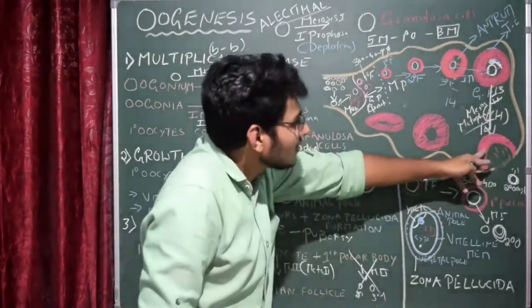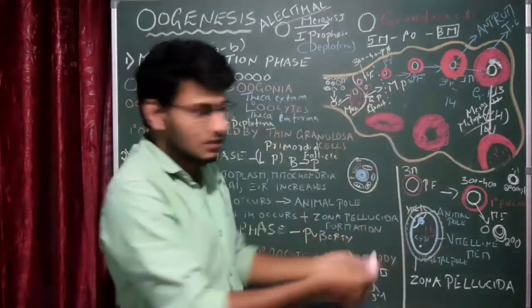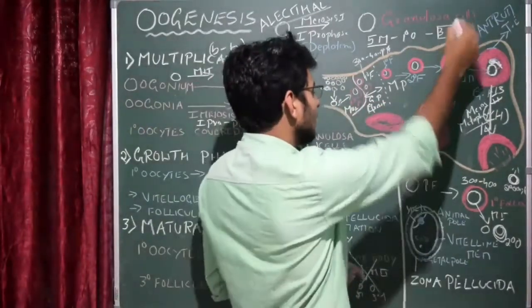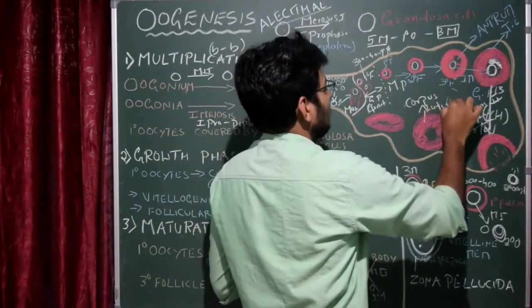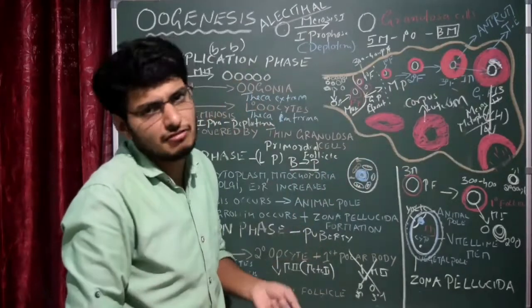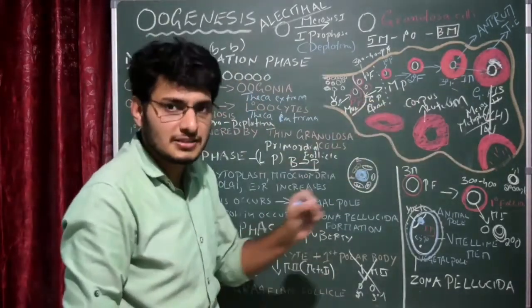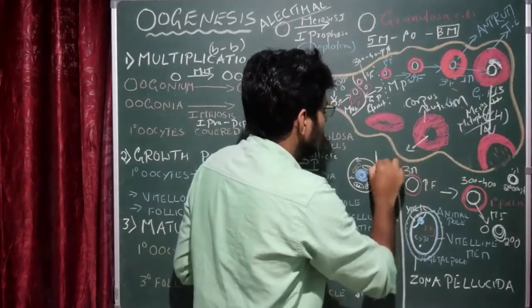Okay, now what is the fate of this ruptured Graafian follicle? The ruptured Graafian follicle attains another stage which is actually called as corpus luteum. Okay, this is actually the stage because it is the degenerating Graafian follicle. We call it as corpus luteum, but it has got a significant role, which is producing one hormone called as progesterone.